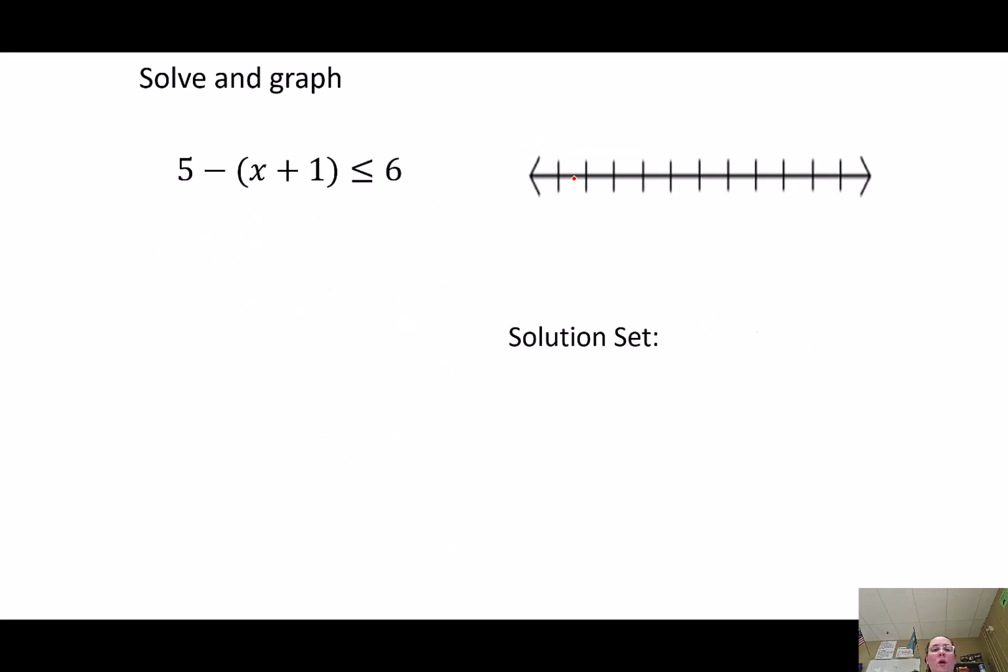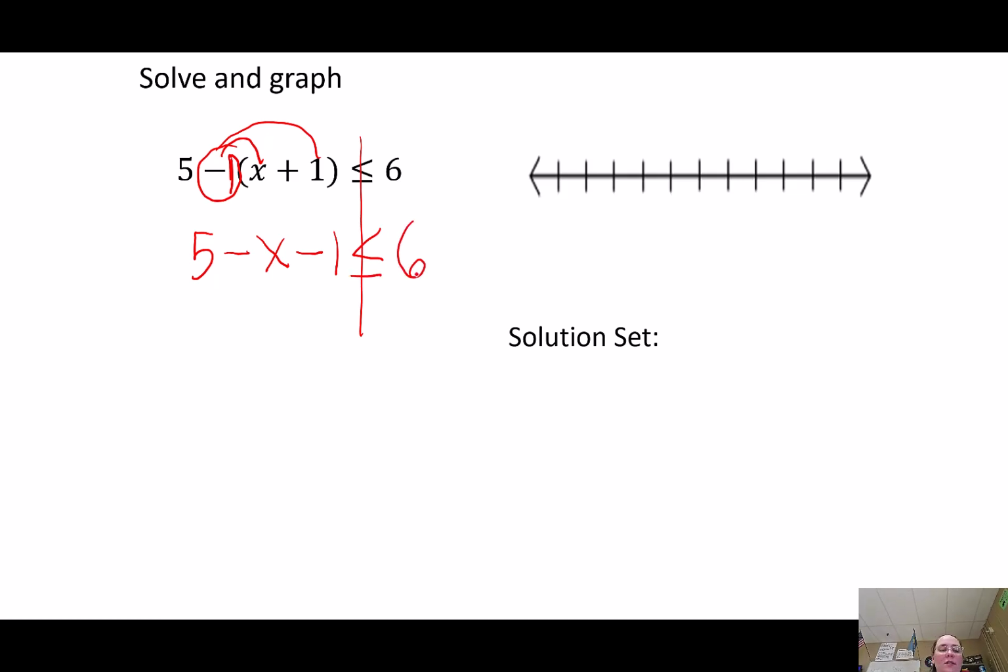All right, we're going to look at 2 more. So right here, I've got 5 minus, in parentheses, x plus 1, less than or equal to 6. So we have to remember here that this negative has to be distributed before we can do anything else. So that 5 isn't going to go anywhere because it's got nothing else to work with. So negative 1 times x is negative 1x. Negative 1 times 1 is a negative 1, and that's going to be less than or equal to 6.